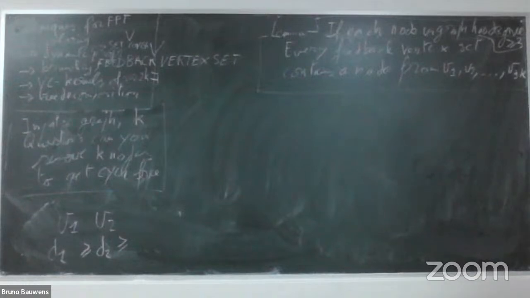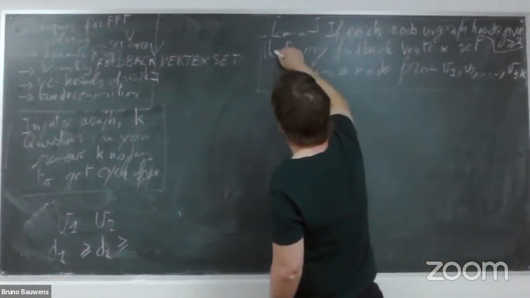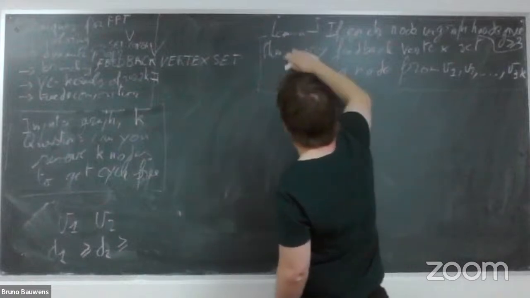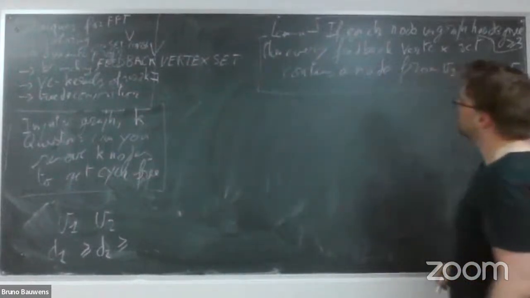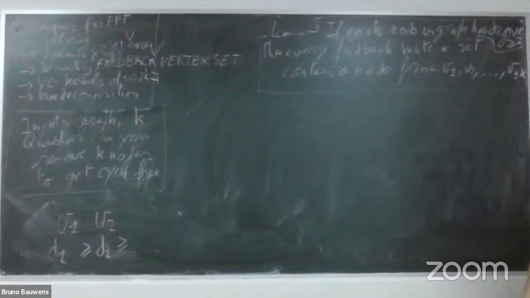And then every... But what if we have degree 2 nodes? We will use kernel. We will use reduction rules.